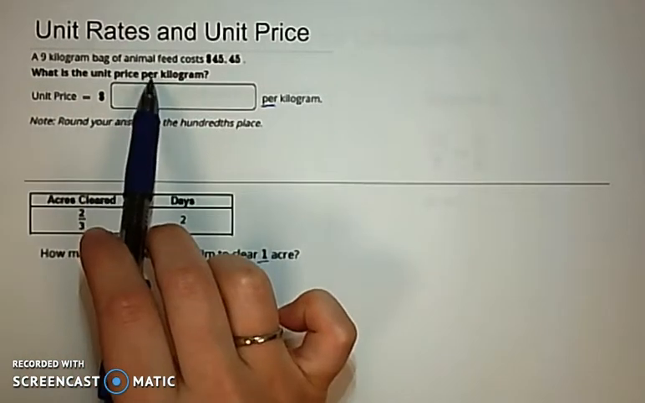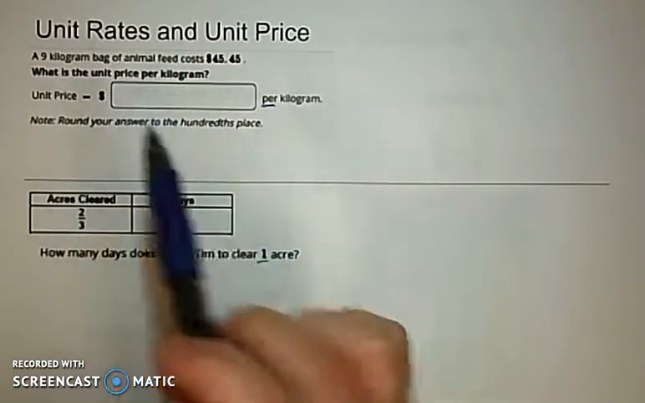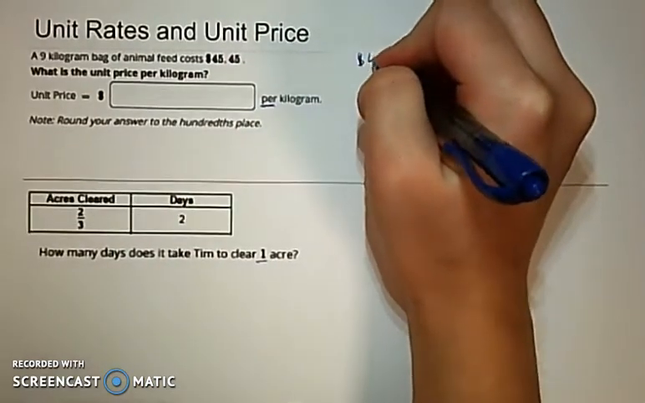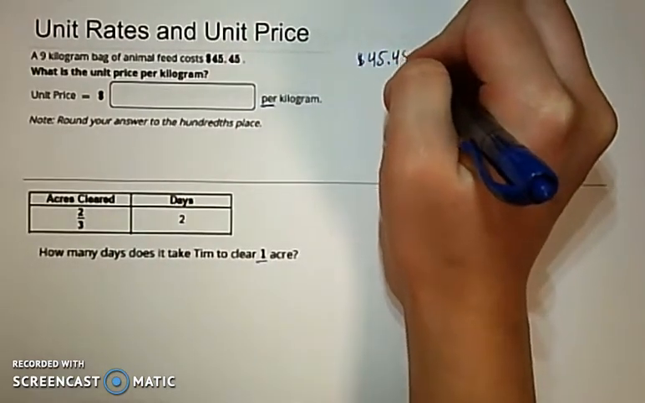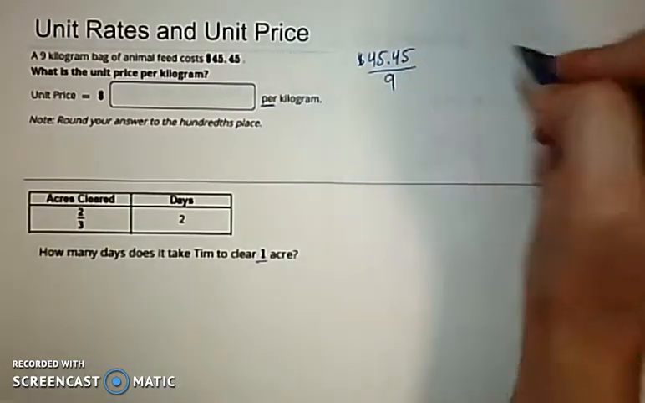And again, we see this word per, so we have price per kilogram, and that means divided by. So we want to take our price and divide it by our kilograms. So our price here is going to be $45.45, and we want to divide that by how many kilograms? And we know that we have 9.